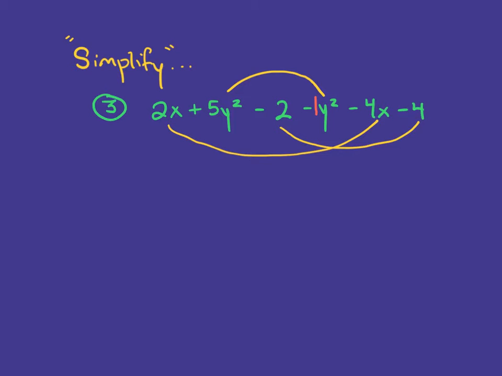So let's go ahead and put these together. We've got 2x and negative 4x. So we're going to put the 2 and the negative 4 together. 2 minus 4. Then put the y squareds together. 5y squared and negative 1y squared. So 5 minus 1.